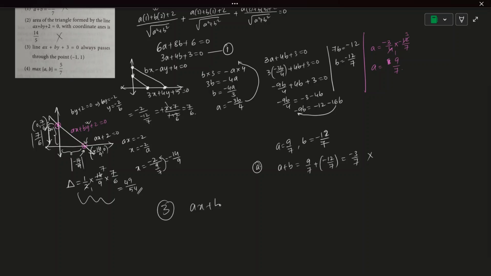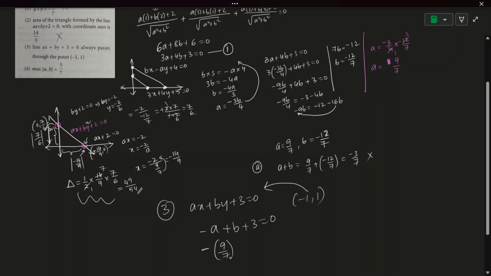ax plus by plus 3 equal to 0 always passes through the point minus 1 comma 1. Okay, so substitute this minus 1 comma 1 in here. What you will get? Minus a plus b plus 3 equal to 0. So what is the a value? A value is 9 by 7. So minus of 9 by 7 plus b. B is minus of 12 by 7 plus 3 equal to 0.